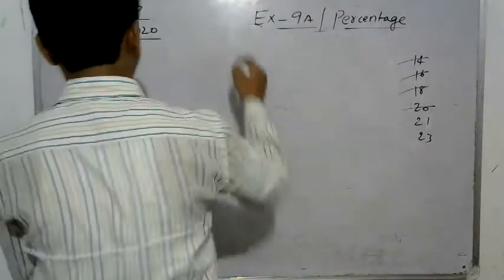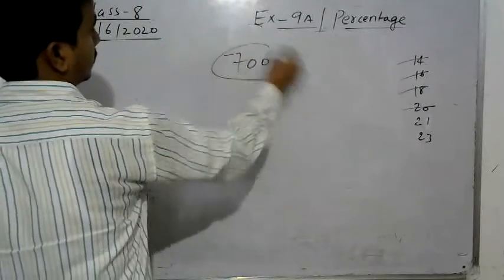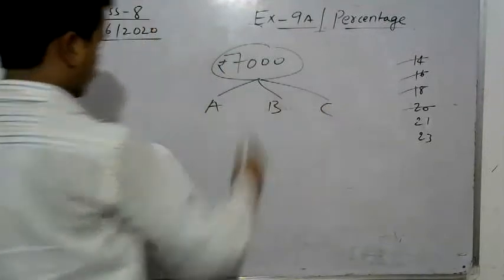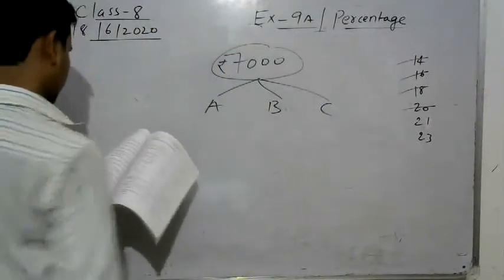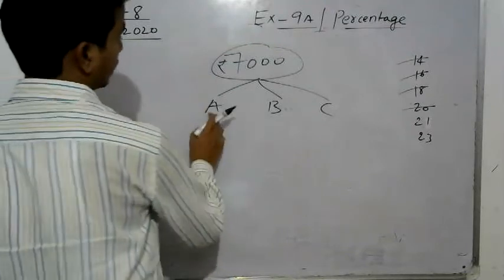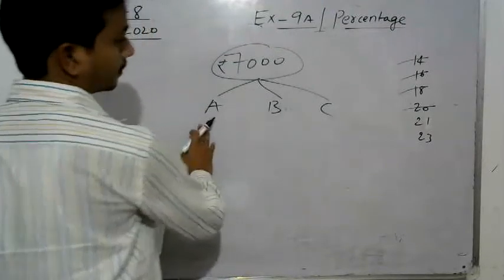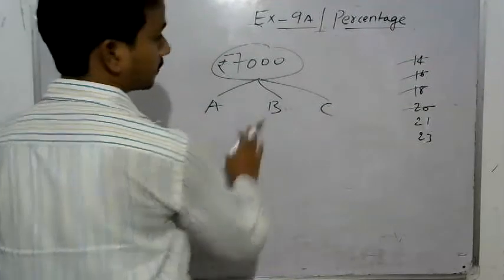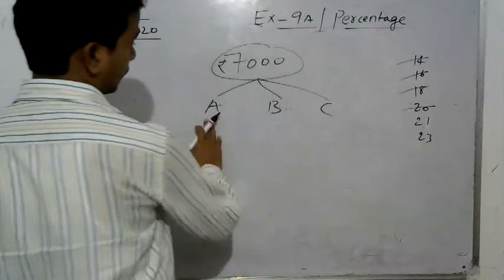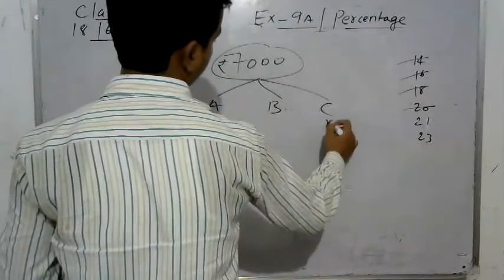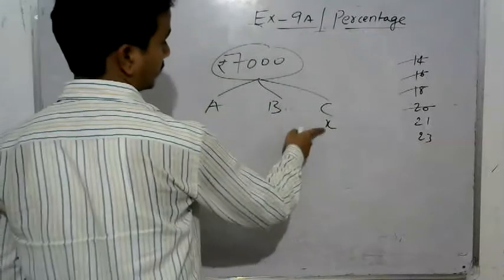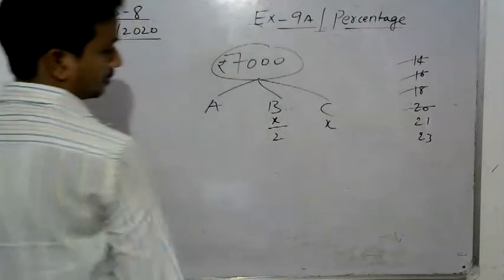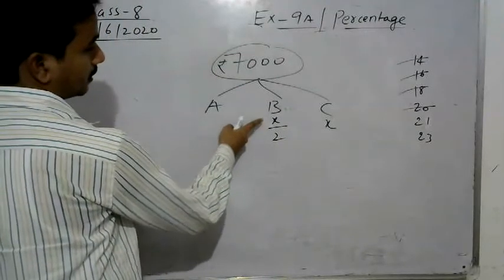Now in question 21, we have to divide rupees 7,000 between 3 people, A, B and C. We have to divide this among A, B and C such that A gets 50% of what B gets, and B gets 50% of what C gets. 50% means half. So if C gets X, then B will get X by 2, since it's 50% of what C gets.